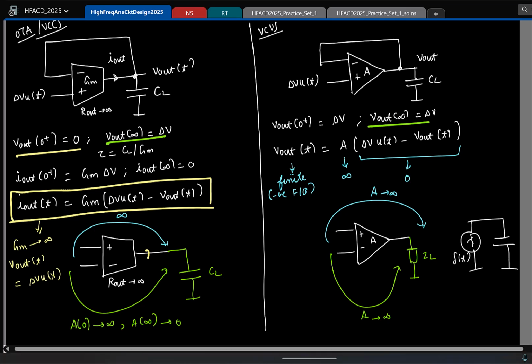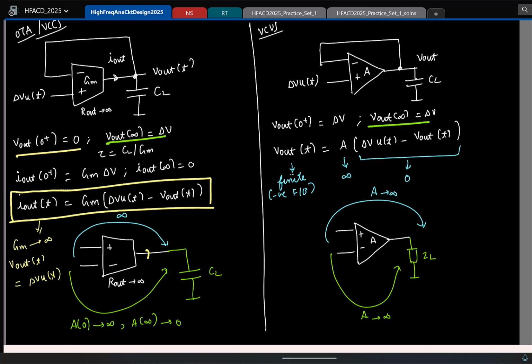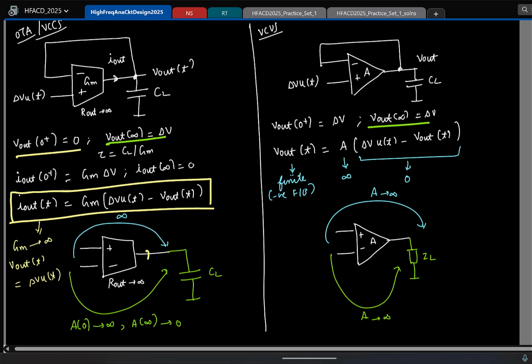The other way to see it, if it's too confusing: I know that if I have a finite GM, the output charges exponentially with a time constant of CL by GM, right? Now if I want the output to charge very fast, should GM be small or large? It should be large. So the limiting case is when you make GM infinity, it responds instantly and the output jumps up to the step. Fine. So this is one main difference between VCVS and VCCS. Okay.